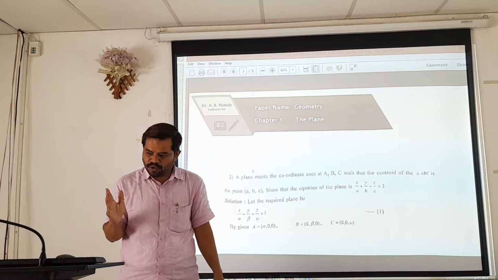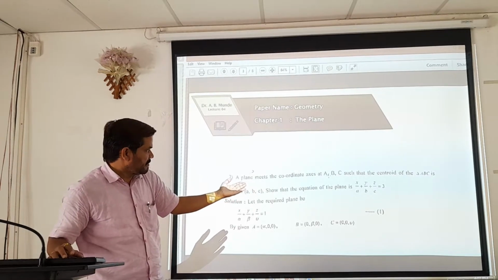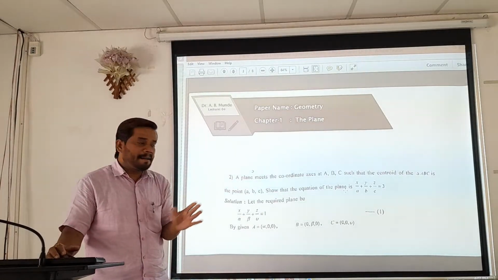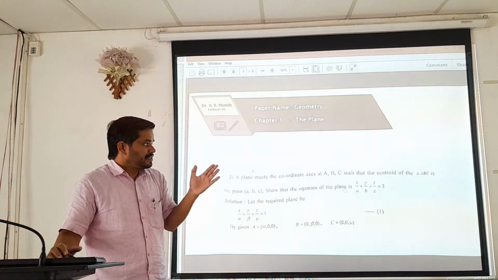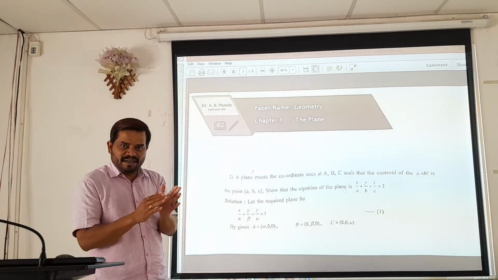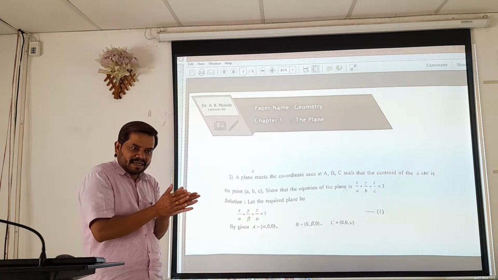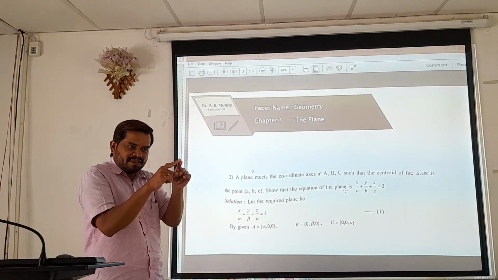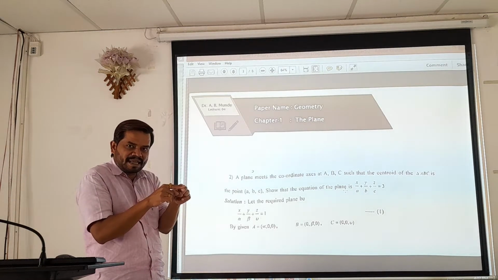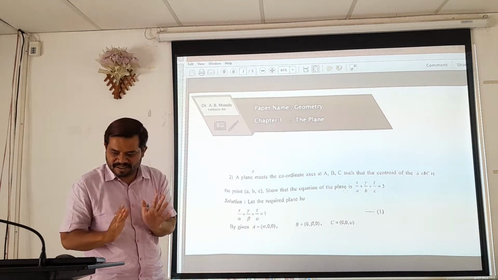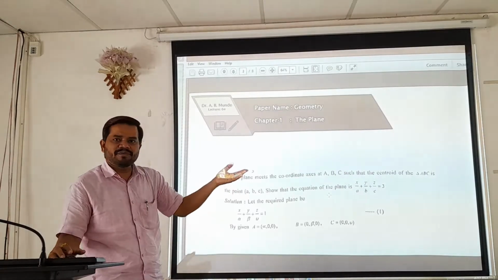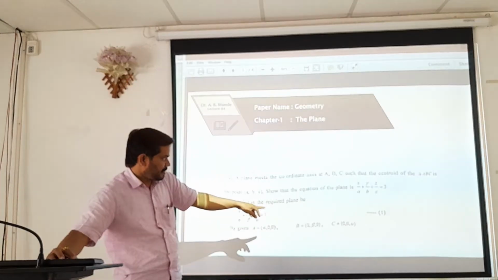So how do we show that this is the equation of the plane that meets the coordinate axes at capital A, B, C such that the centroid of triangle ABC is the point small a, b, c? We can find the centroid of that triangle ABC, and it is also given as small a, b, c. We just have to show that the equation of the plane is this one. Okay.